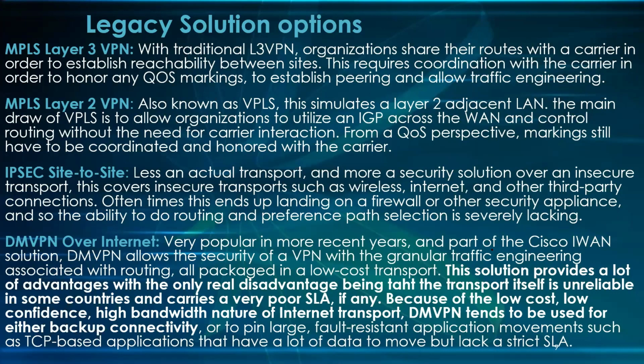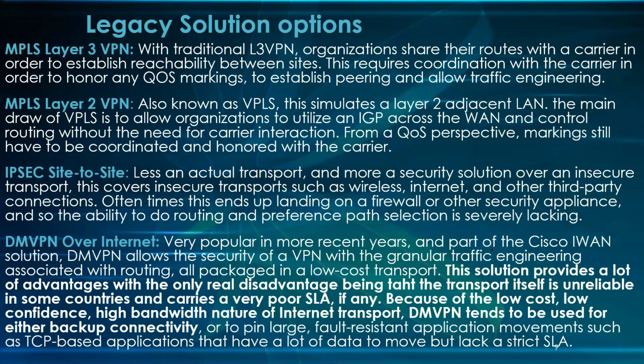The organization shares their routes with the carrier in order to establish the reachability between the sites, right? These require coordination with the carrier to honor any QoS marking, to establish the peering, and to allow the traffic engineering. So if you are taking the MPLS services from any service provider, you have to work with them to establish the peering. You have to work with them to allow the traffic engineering, QoS and all those things. You cannot do it without them. You have to follow that. So that's one limitation of that solution, right?